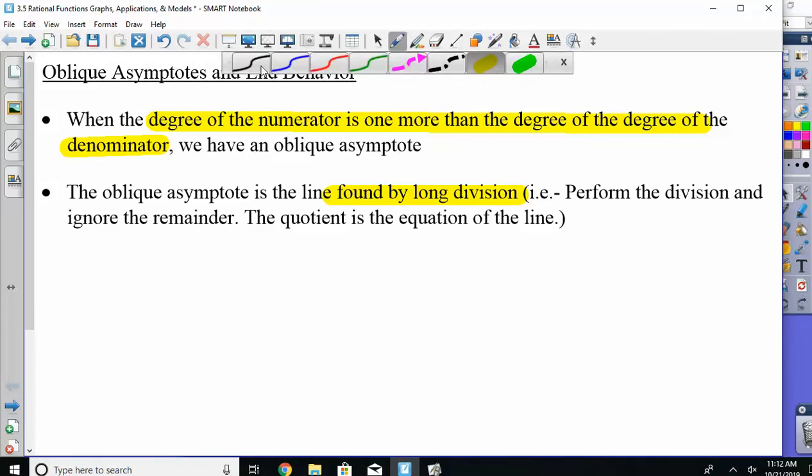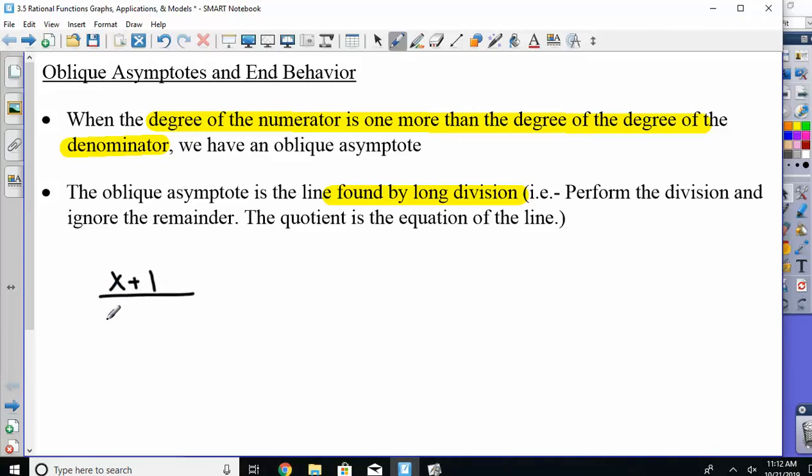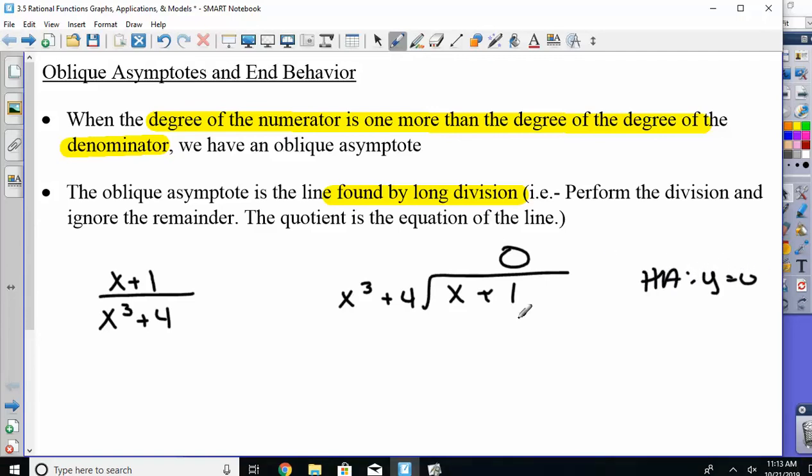So basically, with this idea of our horizontal or oblique asymptote, we can't have both at the same time. For instance, if it was like x plus 1 over x cubed plus 4, I showed you, if you tried to set up that long division, can you do x divided by x cubed and get a whole number? No. So your quotient is 0, and then you have a remainder. So in this case, you have a horizontal asymptote of y equals 0.